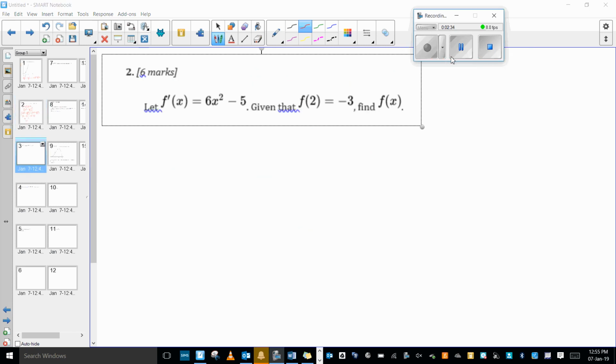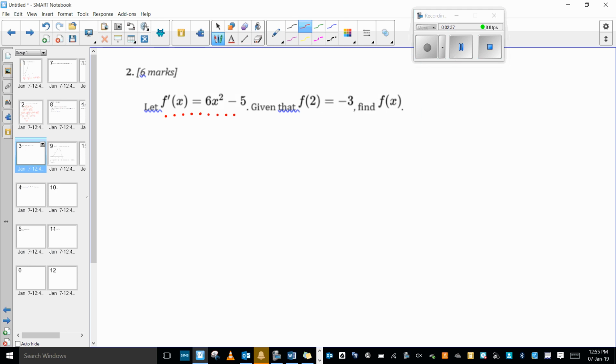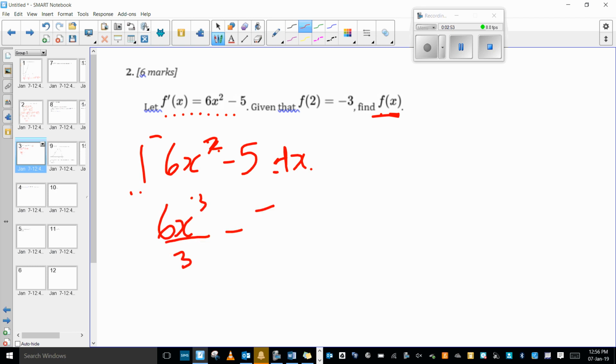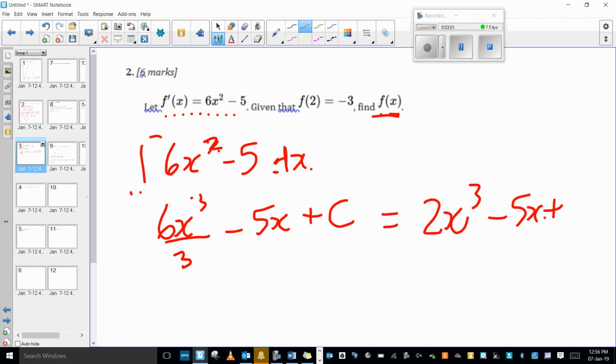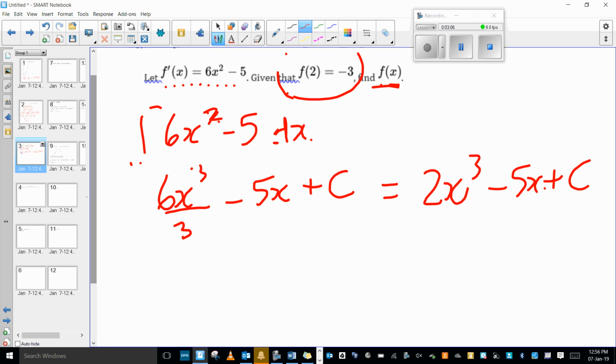Alright, so we've been given the derivative, and they've asked us to find the function. So we know we're going to be integrating. So we're trying to find the integral, so we know 6x cubed over 3 minus 5x plus c. That simplifies to be 2x cubed minus 5x plus c. But they've given us this additional information that allows us to find c. So we substitute x as 2, and so the function is -3.